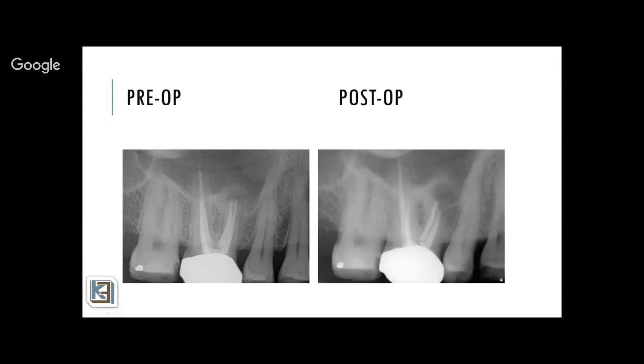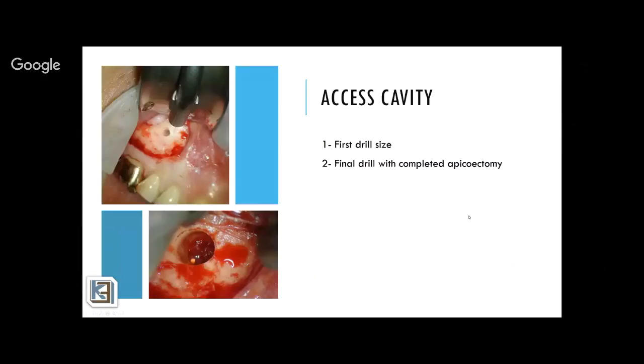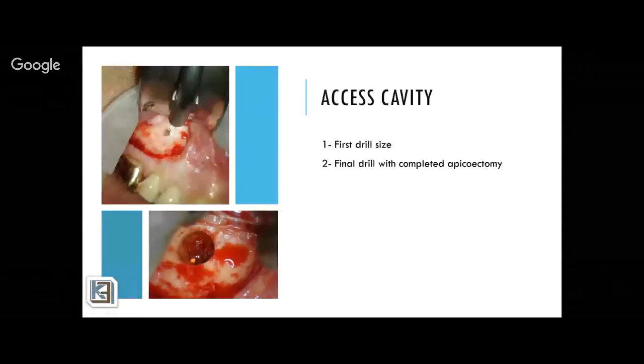This is a pre-operative and a post-operative x-ray. So what happened is the reason why this root canal, even though it looked good, failed. There was a long isthmus between the MB1 and MB2, and this is the level of the retropreps and the isthmus filled in between. So look how small that access cavity is.